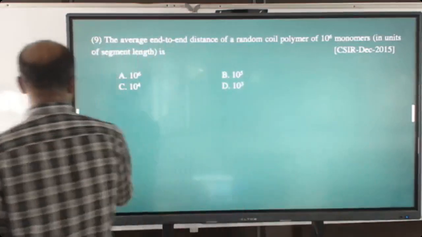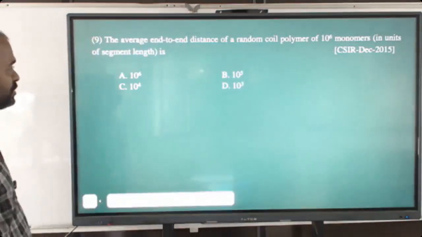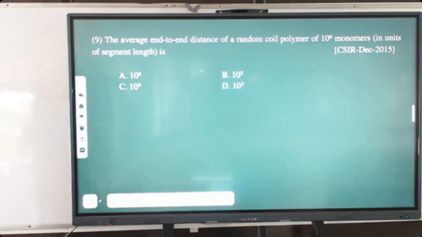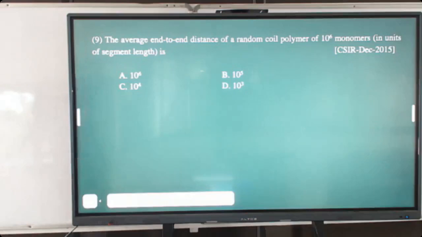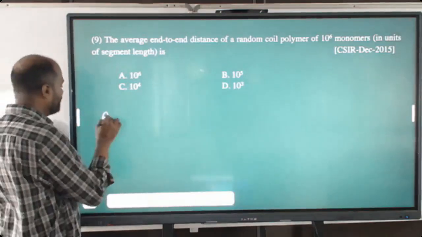Question number 9. The average end-to-end distance of a random coil polymer of 10 raised to 6 monomers, in units of segment length. What is the average end-to-end distance?